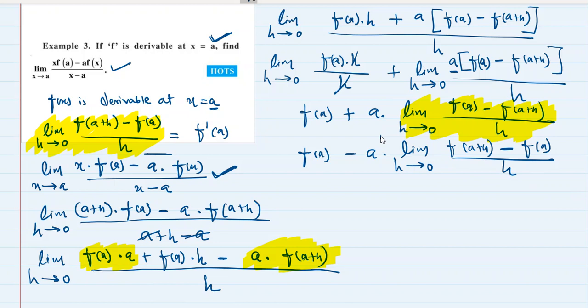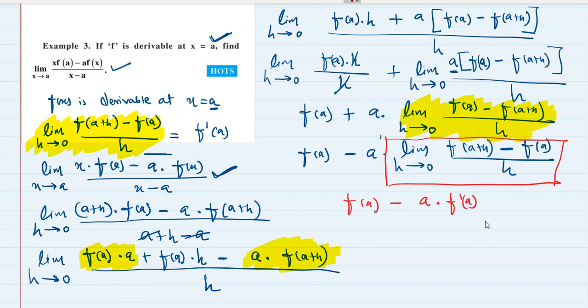And what is this thing? Please pay attention here. What is this whole thing equal to? This whole thing, as per the formula, is equal to f dash of a. So f of a minus a multiplied by f dash of a, that is the differential coefficient of the function at point a. So this whole thing, which you had to find the value of, is equal to f of a minus a multiplied by f dash of a. Wow, what a question.